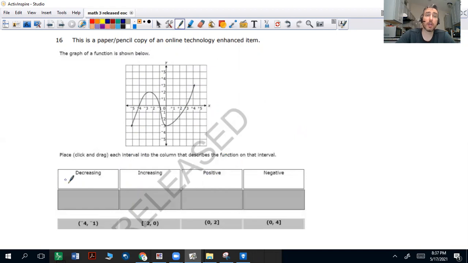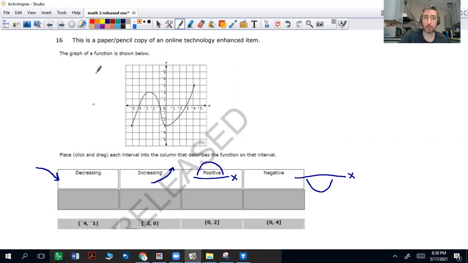Let's review the intervals. Decreasing would be an interval that is going down as it goes to the right. Increasing is up as it goes to the right. Positive intervals are intervals above the x-axis. So if you imagine the x-axis, intervals that are above the x-axis, and then negative intervals are intervals below the x-axis. So a little quick review of those.